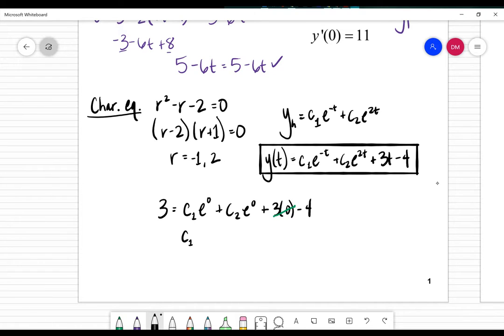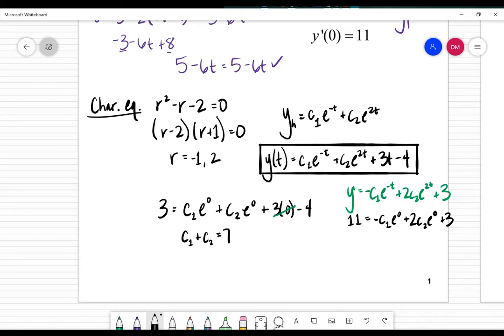So it looks like I'm going to get a system here. C1 plus C2 is equal to 7 will function as my first equation in this system where I'm trying to solve for C1 and C2. So not much I can do here except just find y prime. So for y prime, I'm going to have negative C1 e to the -t plus 2 C2 e to the 2t plus 3. And I'm going to go ahead and plug in y prime of 0 equals 11. I'm going to get negative C1 e to the 0 plus 2 C2 e to the 0 plus 3.